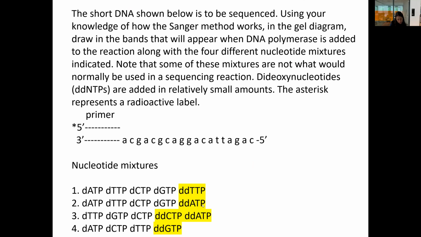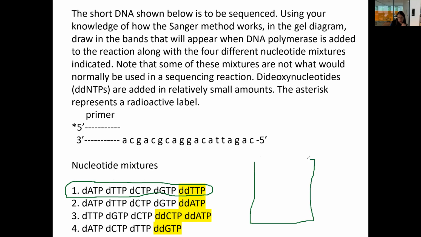Basically, how many bands would you see on a gel when you add this first one? Let me make it clear. So when you add this, you have your mixtures, and you can see that the only one that is actually a dideoxynucleotide is a T. So if I have a gel, and I'm running it on a gel, what would I see if I have this mixture?